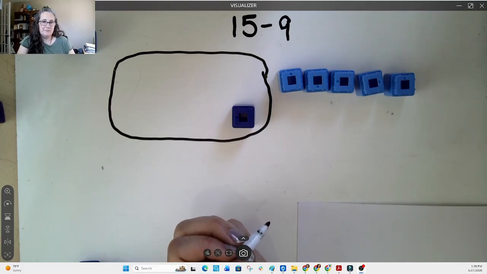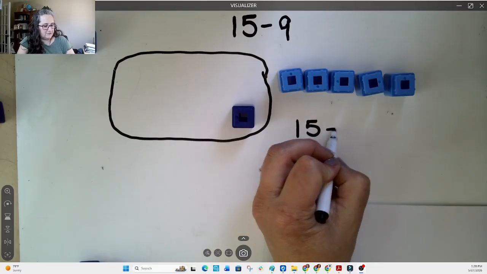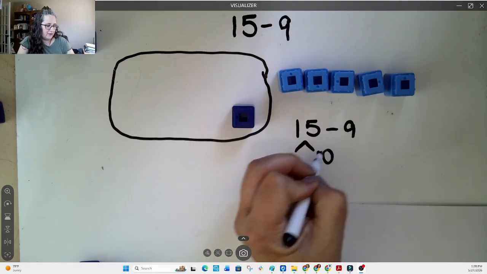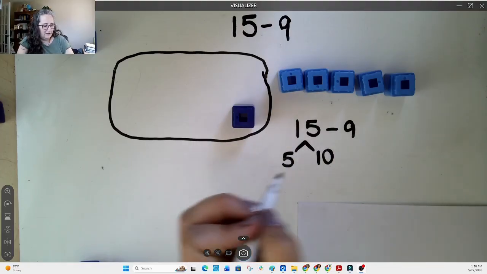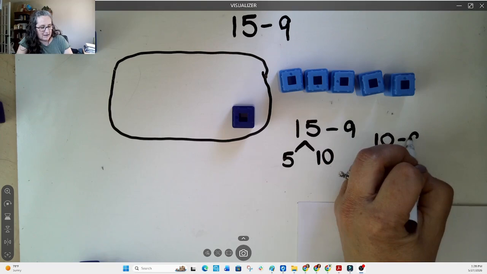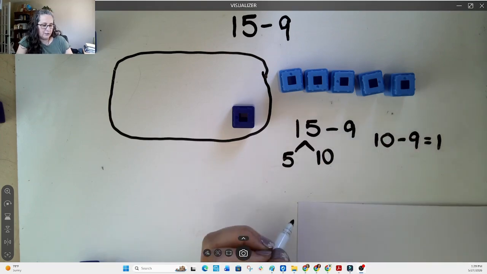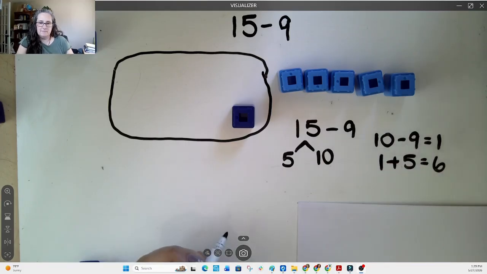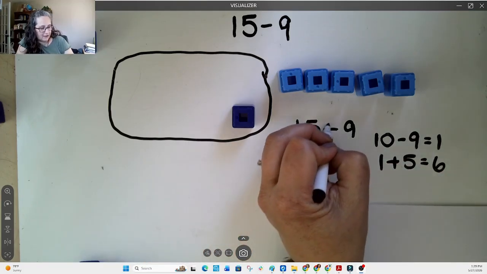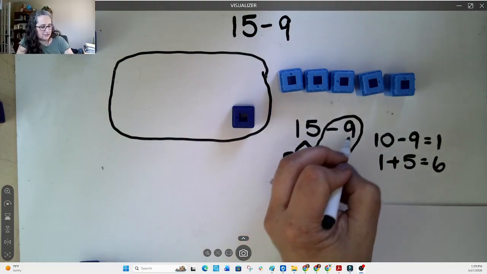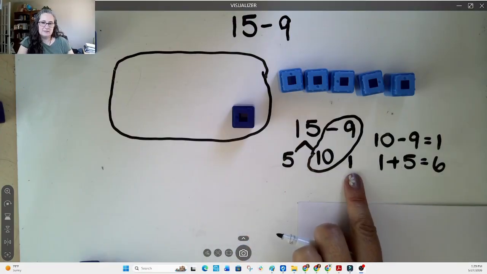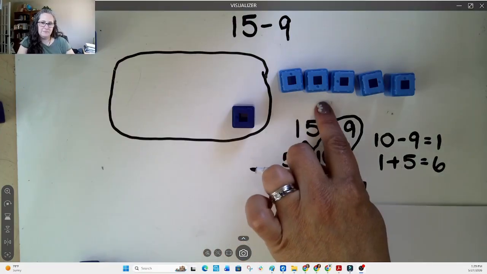So let's think about how we might write that to show our thinking using equations. I started with 15 minus 9. I thought about 15 as being made up of 10 and 5. I did 10 minus 9 and was left with 1, and I know 1 plus 5 equals 6. I could also write it over here. I like sometimes to circle this to show I took the 9 from the 10 and had 1 left, and then I can add up my parts that are left. There's my 5 and my 1, and see them right there.